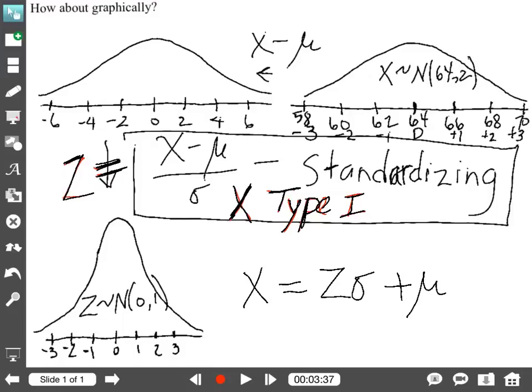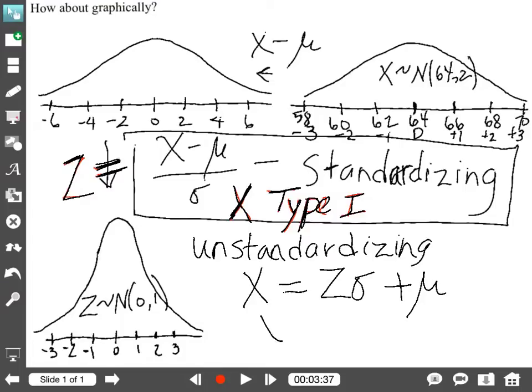This I refer to as unstandardizing, and I may also refer to it as an X type 2 problem. And the operations, as you can see, are just the backward operations. I'm going to multiply the standard deviation, not divide it, and then I'm going to add the mean.